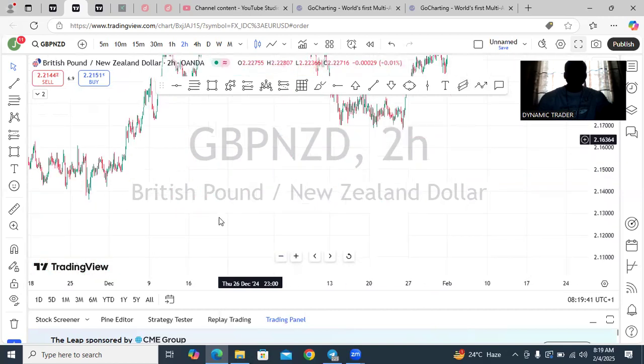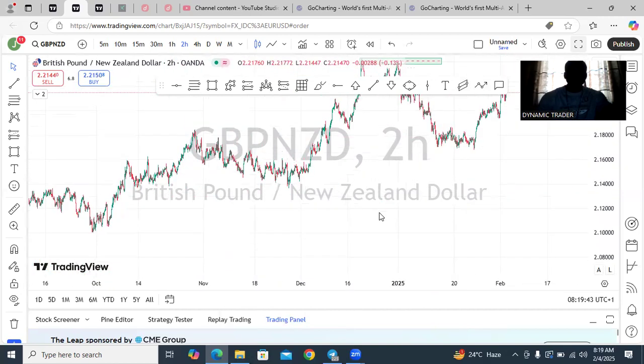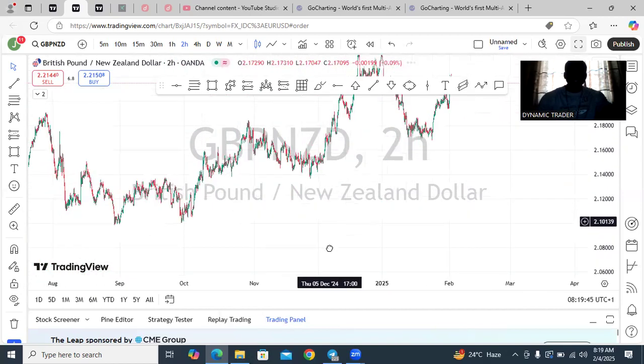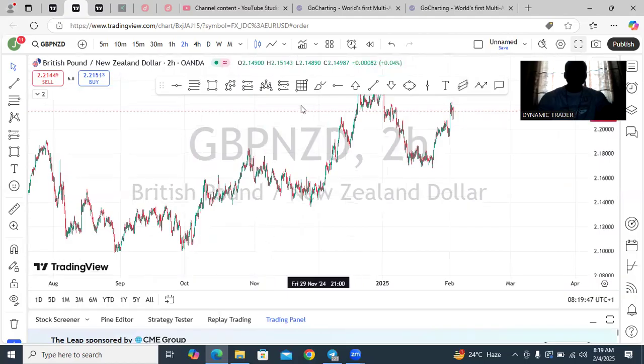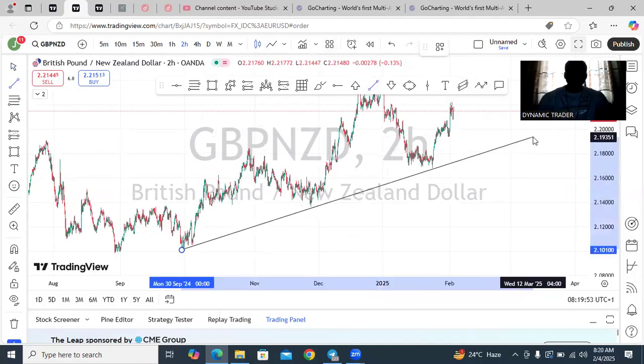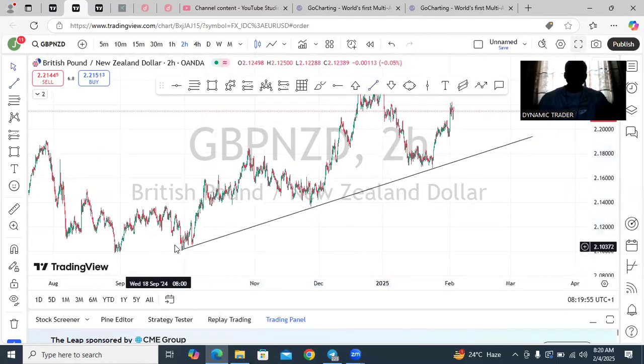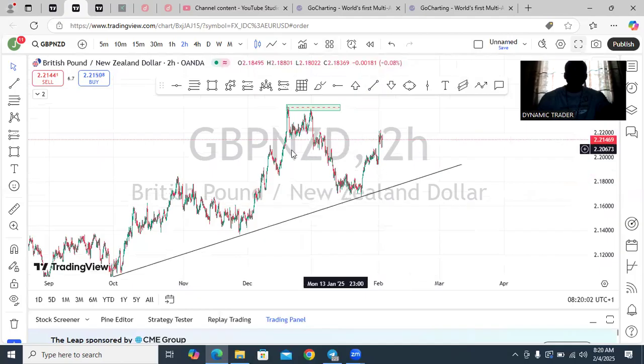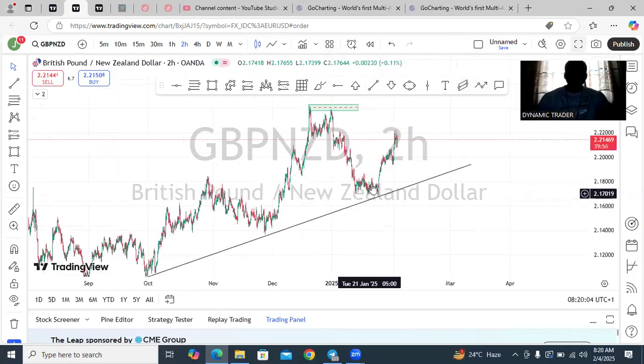The market presently has been presenting us with a bullish trend. Even if I use a trend line to join this point to this point, you can clearly see that the market has made this first touch. This is not a proper touch. This is a second touch. So the market is bullish. That is what it's clearly saying.